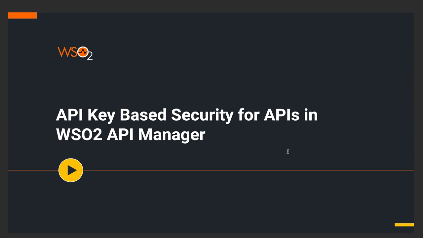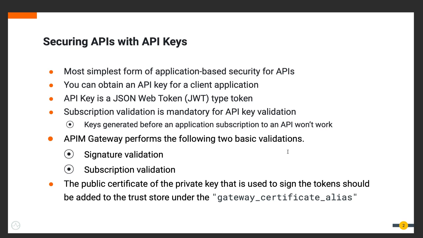In this video, we are going to look at API key-based security for APIs in WSO2 API Manager. API key-based security is the simplest form of application-based security for APIs. This was introduced in API Manager version 3.x. Currently, the API Manager is in version 3.2. So this was first introduced in version 3.0.0.